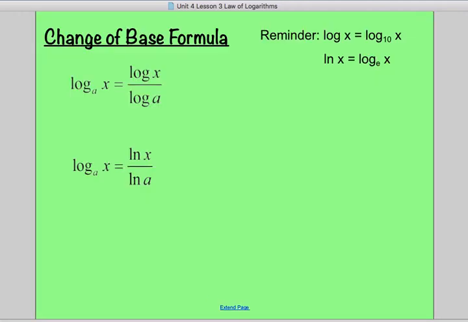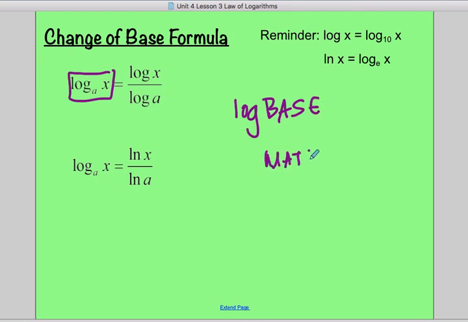Last thing, change of base. So we went ahead and we actually did this on our calculators yesterday for those of you who didn't have an updated version on your calculator. If you don't have this button on your calculator, remember it's log base, and you can find it under math, and then if you scroll to the bottom you'll find it. For the most part, everybody should have this.